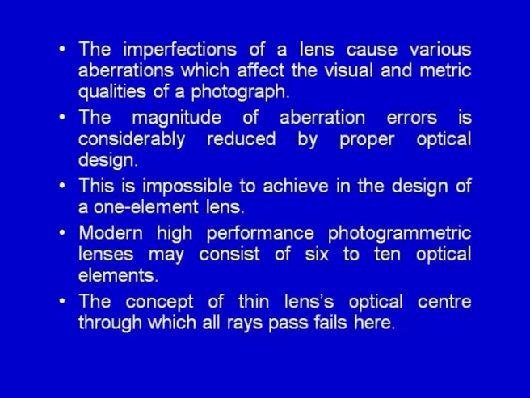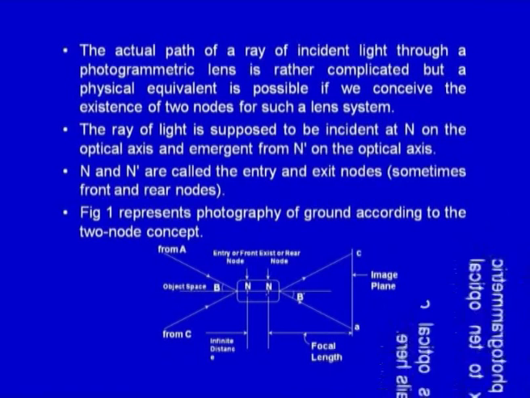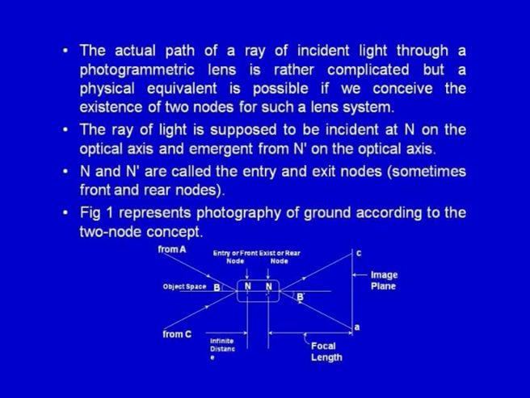The concept of a thin lens optical center through which all the rays pass fails here. The actual path of a ray of incident light through a photogrammetric lens is rather complicated, but a physical equivalence is possible if we conceive the existence of two nodes for such a lens system. The ray of light is supposed to be incident at N, which is the entry node on the optical axis, and emerges from N dash on the optical axis. N and N dash are called the entry and exit nodes respectively.